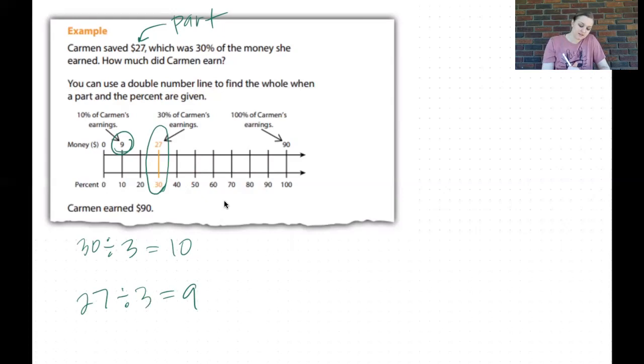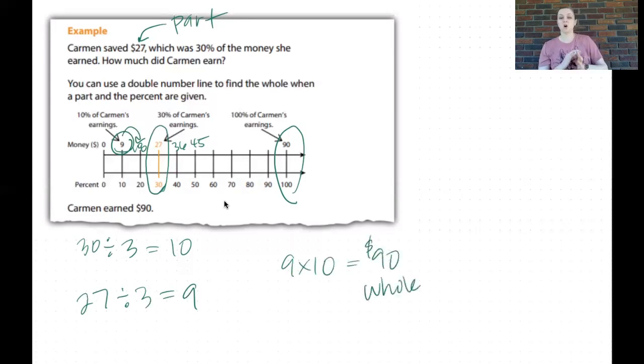So every 10% now is going to be another 9. So this is really 18, 27, 36, 45, right? I could go ahead and add 9 all the way up to figure that out. Or I could say my total, right, 100% is going to be 10 sections, right? 10% is how I'm going to get up to 100. I could also do my 9 times 10 rather than adding 9 10 times to get $90 is the whole, right? That's all of Carmen's earnings, the whole.